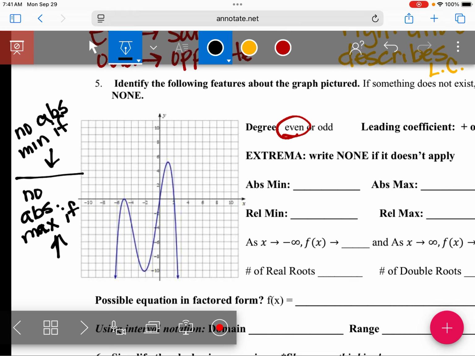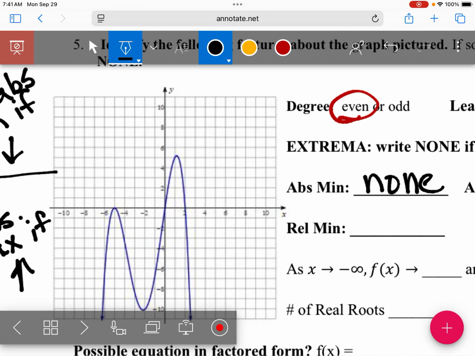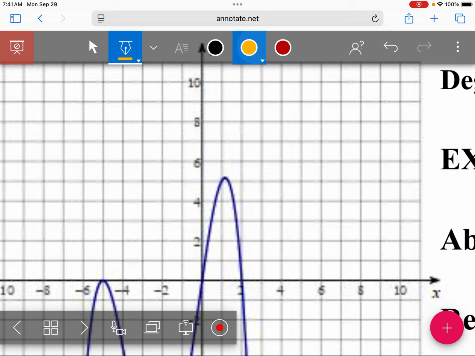But which one don't we have for this example? So do we have arrows going down? We do, so that means we don't have an absolute min. I'm gonna put none. Do we have an arrow pointing up? No, so we do have an absolute max. So the absolute max is your highest hill. So I'm gonna zoom in really closely. This here, this would be my absolute max, but it's also my relative max.